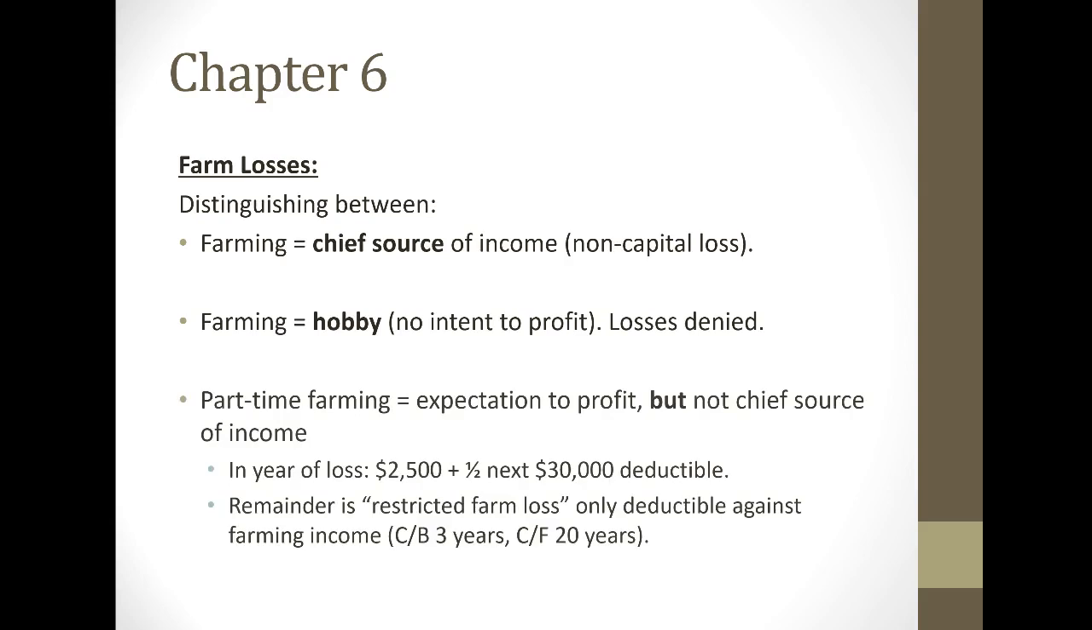There could be a situation where there might be an individual who does some part-time farming. Maybe they have a full-time job, but they spend some of their evenings and weekends operating a farm. That would be a situation where they're considered part-time farming. They expect to profit, but it's not their chief source of income. In a year where there's a loss, they would be able to deduct $2,500 plus 1/2 of the next $30,000 of that loss. Any loss that is not deductible in the current year is considered a restricted farm loss, and that's only deductible against farming income, and that individual can carry it back 3 years and carry forward 20 years.